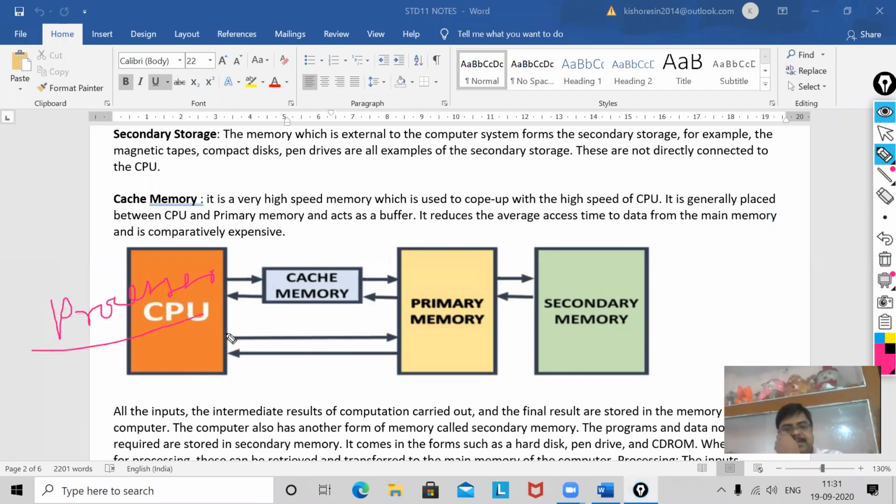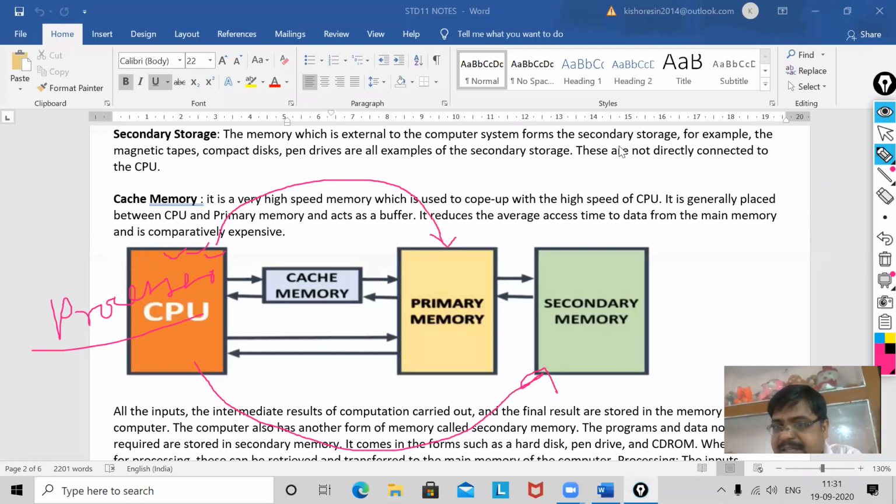Now, you see, my dear, I want that my CPU should have less load. Now, what will happen? As in the diagram, you can see your CPU is not directly connected to the secondary memory. Even your CPU is not connected directly to primary memory.